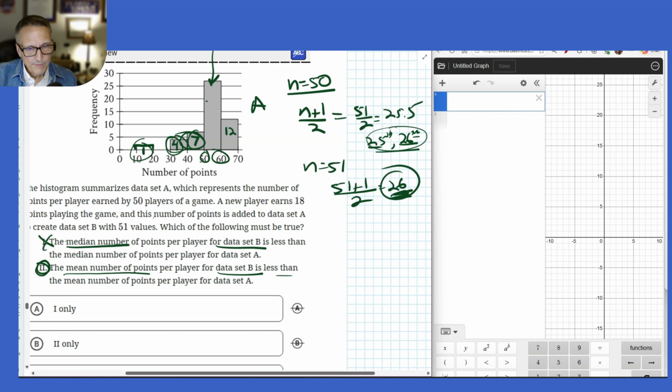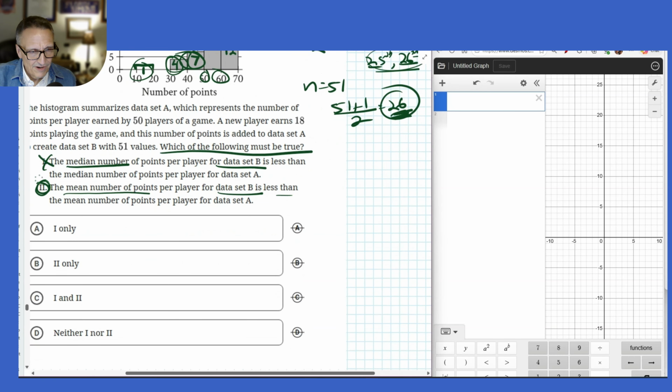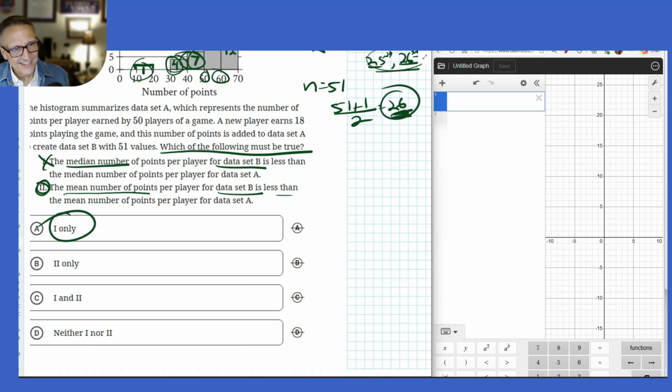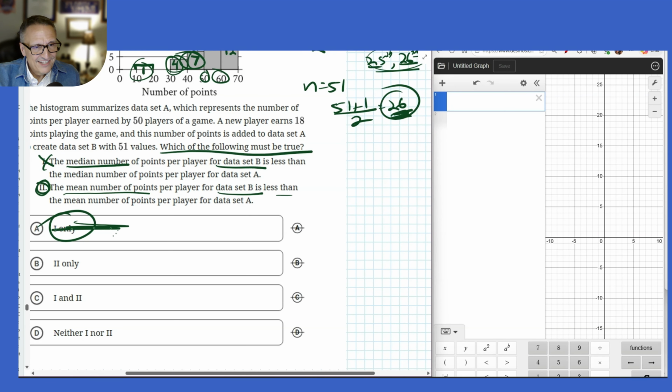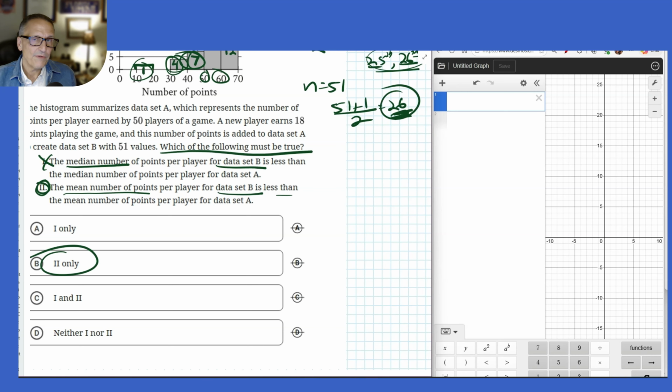This does not have to be true. It says which of the following must be true. The median did not change stacks, so I can't confirm whether it did or didn't change. It doesn't have to change. So my answer after all that long explanation is, no, not this one. It's going to be just Roman numeral 2 right there.